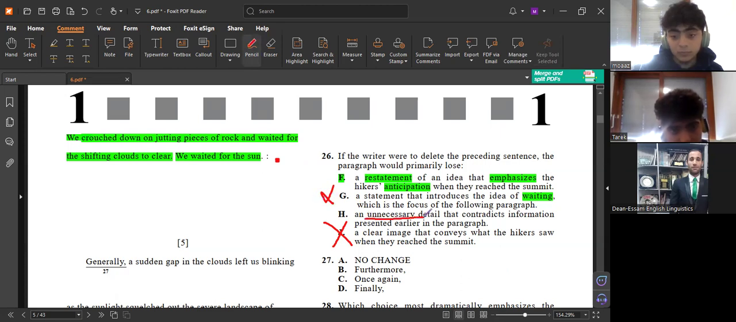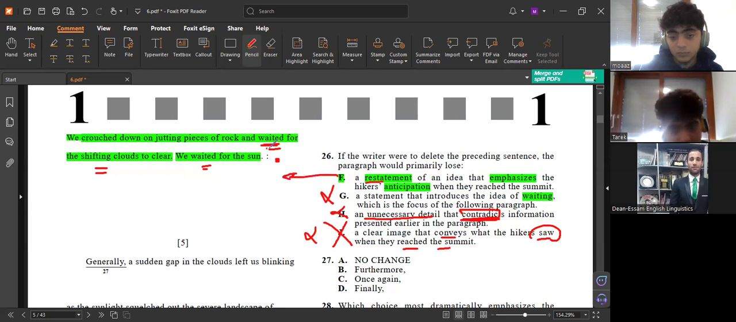Look, unnecessary detail. Okay, it could be, but it contradicts information presented in the paragraph. It just contradicts an idea or supports it. So contradiction, opposite, wrong. Again, a clear image that conveys what the hikers saw when they reached the summit. But they didn't see it. He said we waited for the sun, so they didn't see. So it's not support.